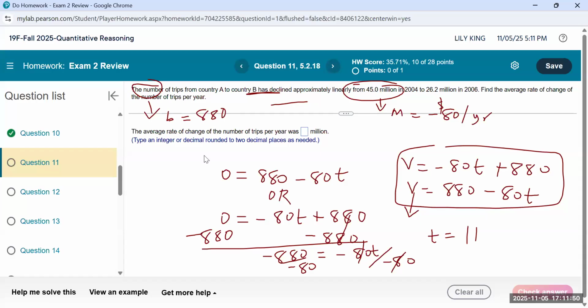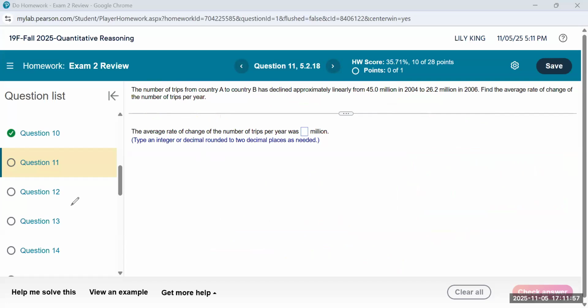All right, next is question 11. Now, question 11, we have to find the average rate of change. Average rate of change of the number of trips per year. So here we have to come up with two sets of data points and then use our slope formula to figure out the slope. The slope is the same as the average rate of change. Now, how the number of trips is changing with respect to the years.